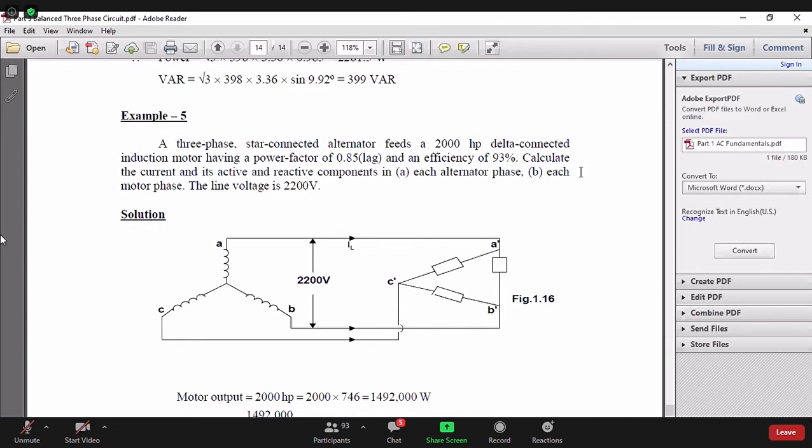A three-phase star-connected alternator. By the way, what is an alternator? This I have to explain. Alternator is an AC generator. You have to remember this because this is the terminology of electrical engineering. It is very important to know the correct terminology, because when you are later in a meeting and you see that all other people are talking about alternator, you cannot say it's a generator. Then they will feel that you are not knowledgeable enough. So please know the correct terminology. So it's an alternator. That alternator feeds a 2000 HP delta connected induction motor.